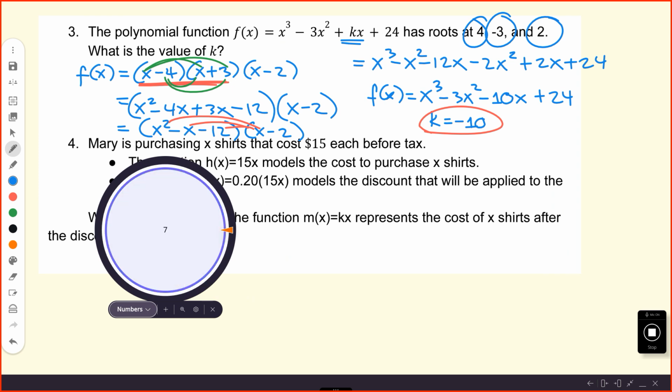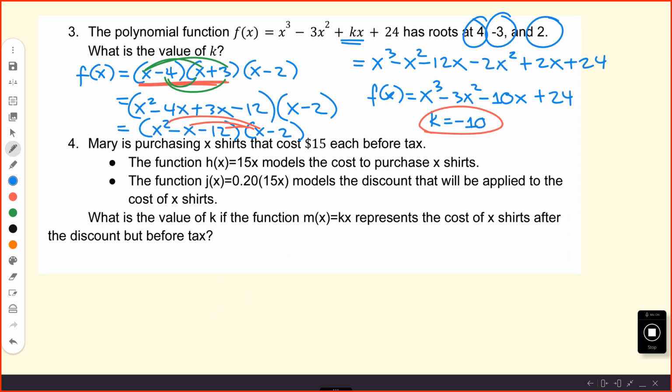Okay, number 7. All right. Ella? Mary is purchasing x shirts that cost $15 each before tax. The function h of x equals 15x models the cost to purchase x shirts. The function j of x equals 0.20 times 15x models the discount that will be applied to the cost of x shirts. What is the value of k if the function m of x equals k times x represents the cost of x shirts after the discount but before tax?